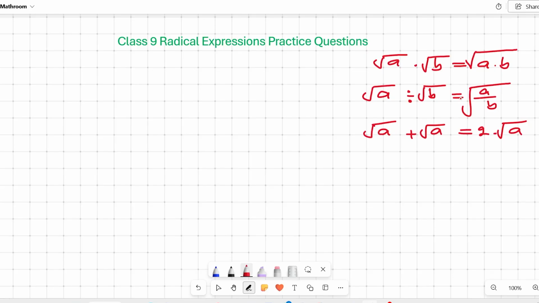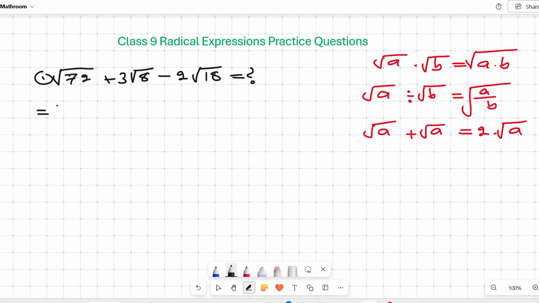So by using these properties, we are going to solve the questions. Question number 1. The square root of 72 plus 3 times the square root of 8 minus 2 times the square root of 18. So let's see how to solve it. It is so easy. Don't be afraid of it.